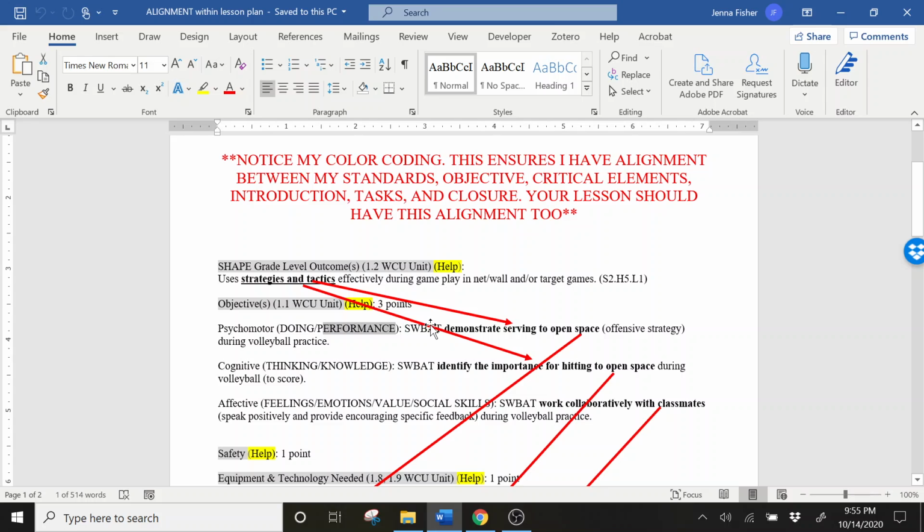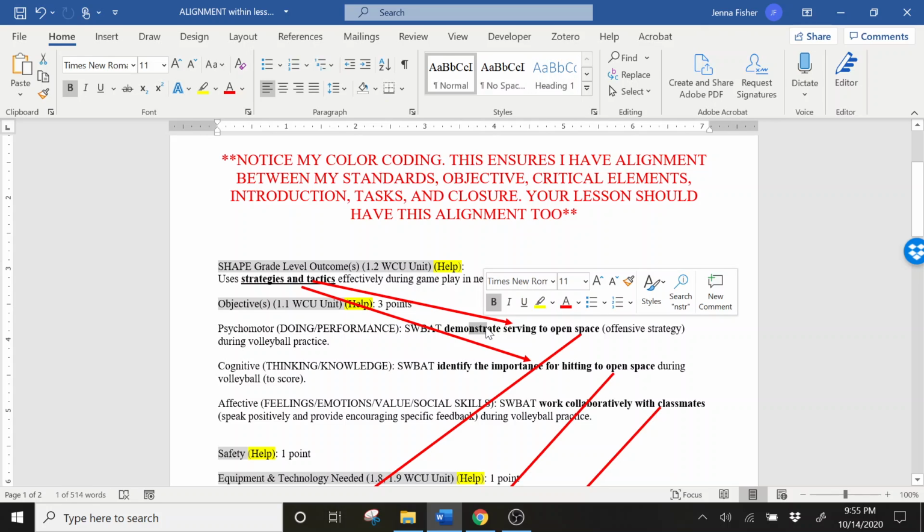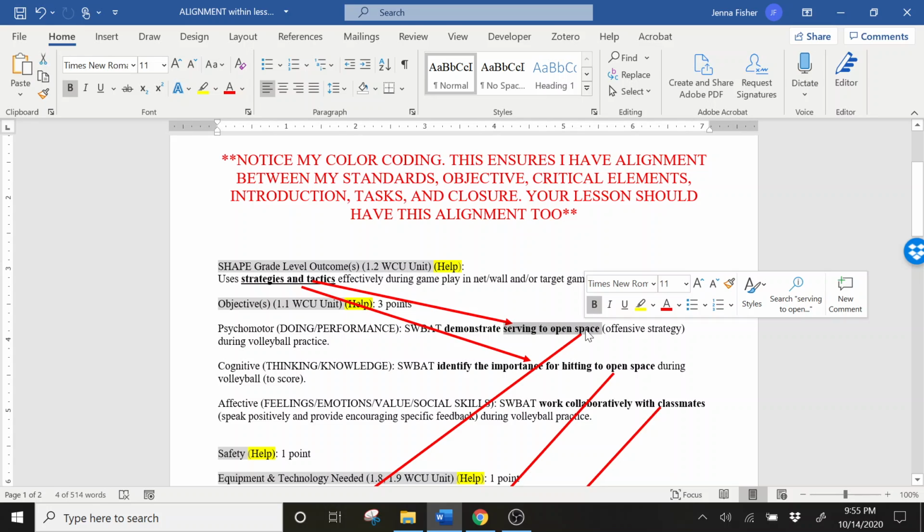So students will be able to demonstrate serving to open space. So demonstrate being our action word there, serving to open space during volleyball practice. So serving to open space is our product or our outcome. So that's what we're teaching. We're teaching serving to open space.